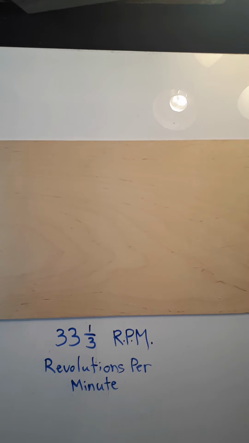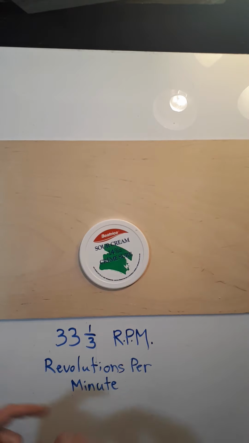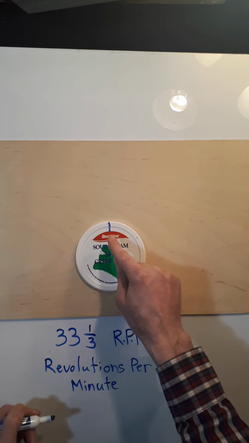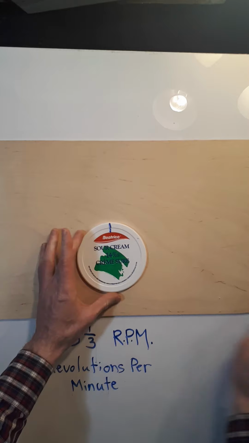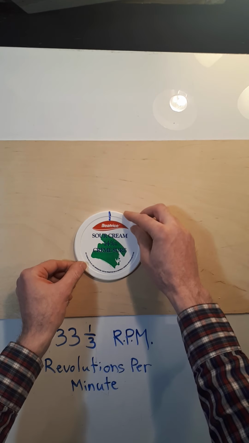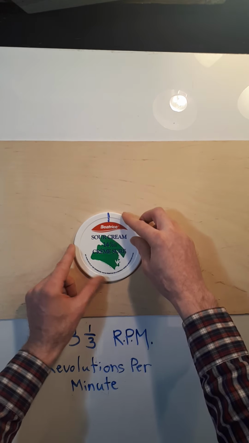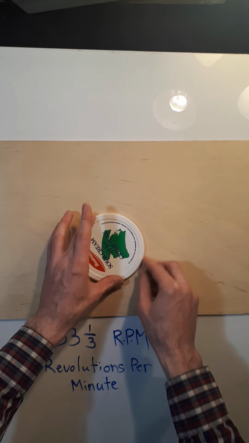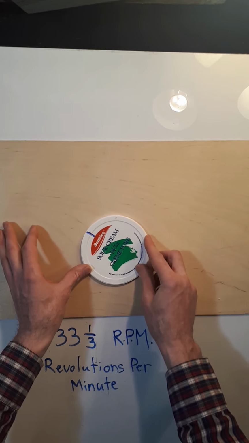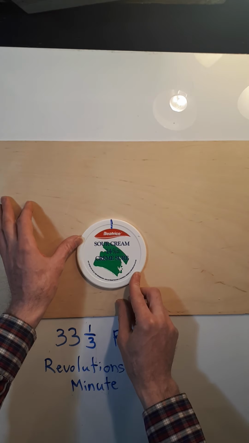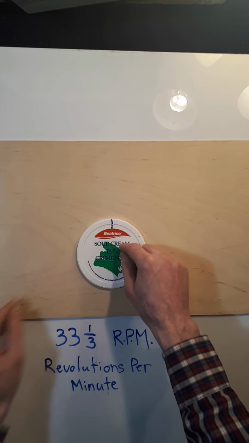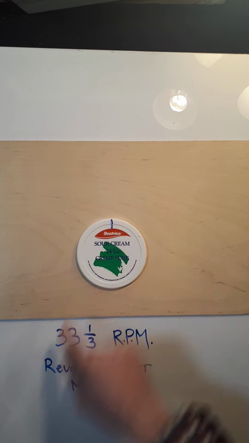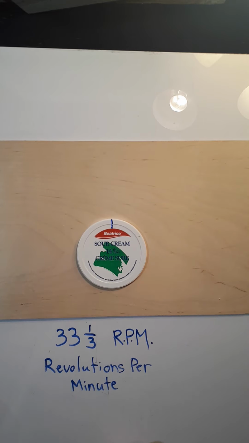So you might wonder, why am I telling you that? Let's imagine it with this. So if we're keeping our eye on here, and if this is our record, that means that every minute the record is turning, or revolving, back to that point where it first started. So in 1 minute, it revolves 33 1/3 times.